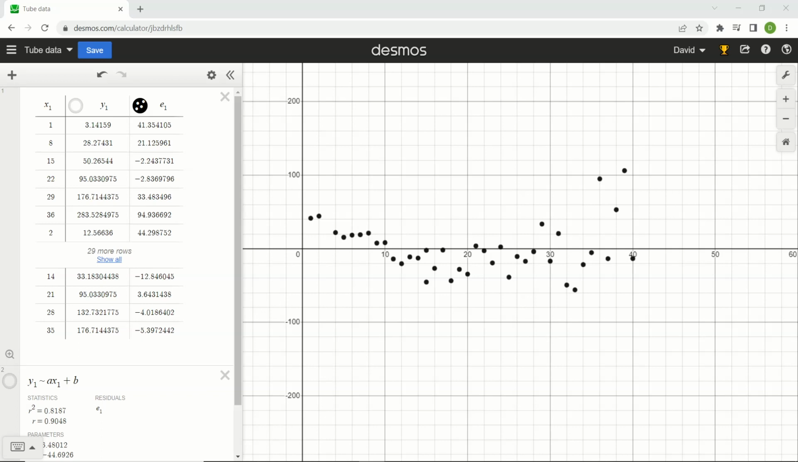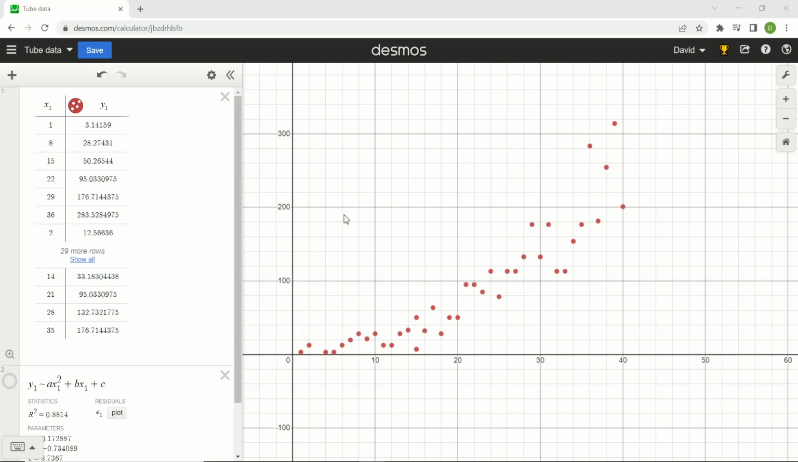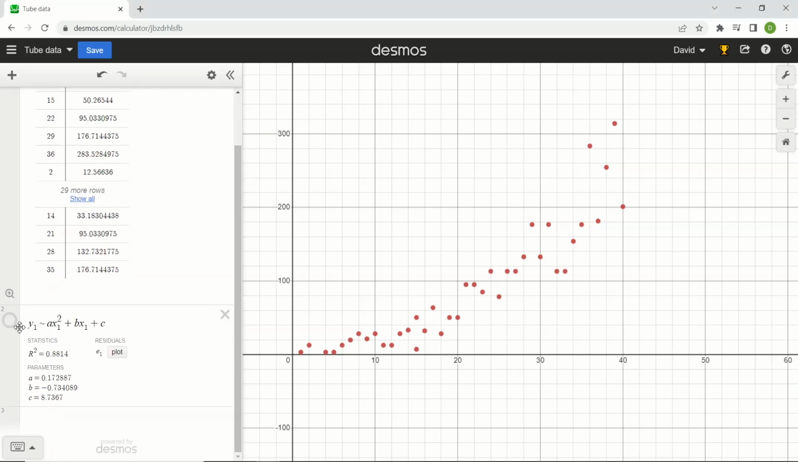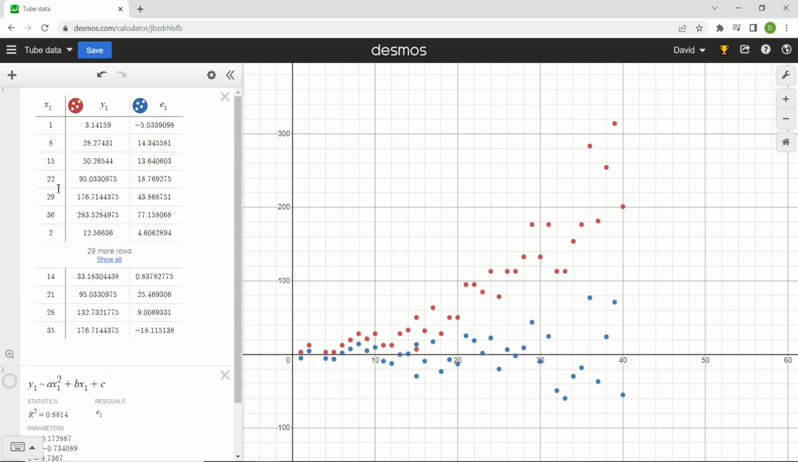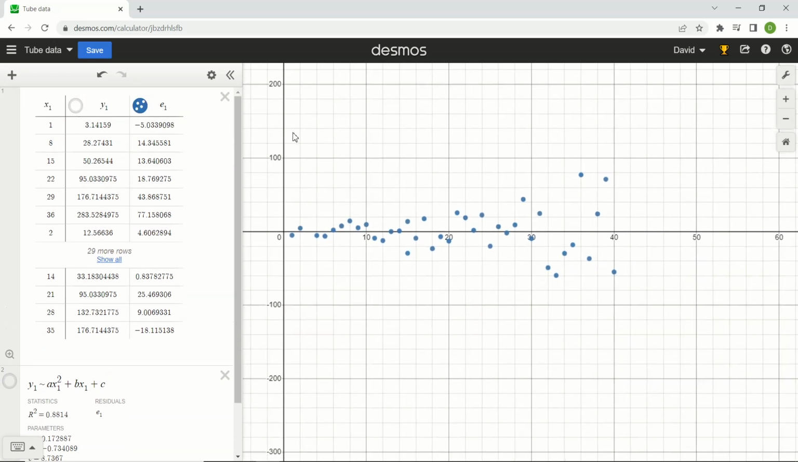Let's look at a different family and see what the residuals for a different family look like. So we know for theoretical reasons that the correct model for this data should be quadratic. So let's fit a quadratic and see what the residuals look like. So there's our quadratic function. Let's plot the residuals. Let's hide the original data.